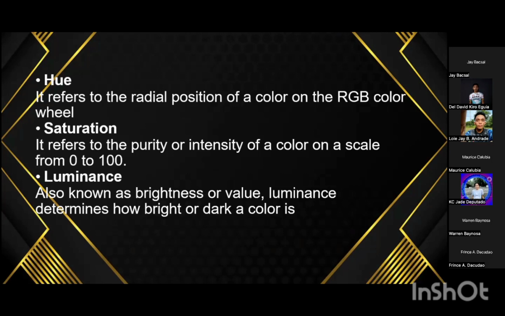And last is luminance, also known as brightness or value. Luminance determines how bright or dark a color is. Luminance is a measure to describe the perceived brightness of a color. In other words, how bright is the color from a reflected surface. Relative luminance, on the other hand, is defined as the relative brightness of any point in a color space, normalized to 0% for black and normalized to 100% for white.